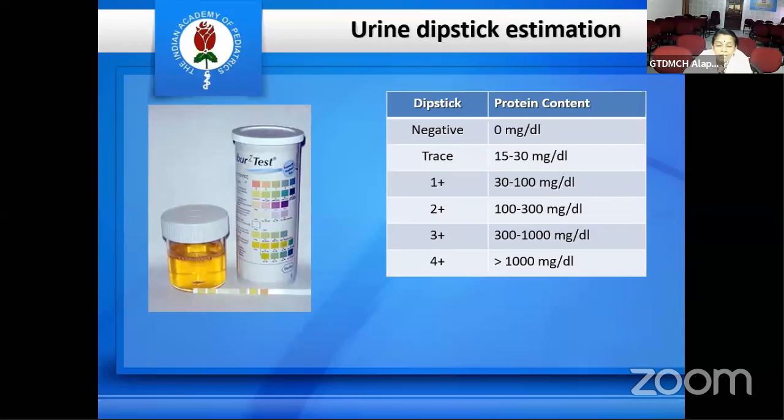You can see the dipstick in the picture. If it is a trace, it means 15 to 30 milligram per deciliter. 1 plus is 30 to 100 milligram per deciliter. 2 plus is 100 to 300 milligram per deciliter. 3 plus is 300 to 1000 milligram per deciliter. 4 plus is more than 1000 milligram per deciliter. 3 plus and 4 plus is suggestive of nephrotic syndrome.